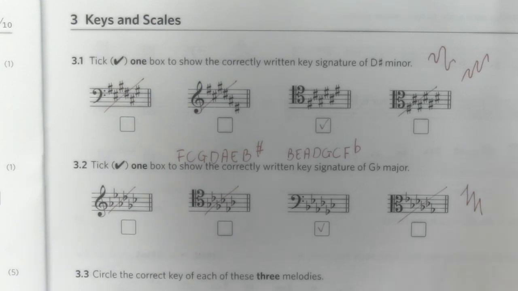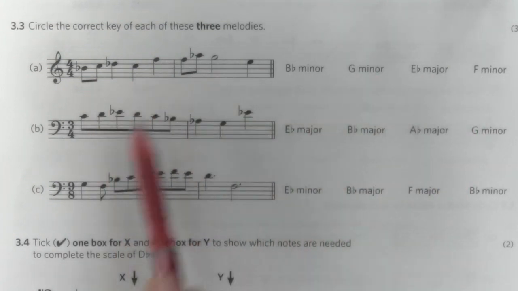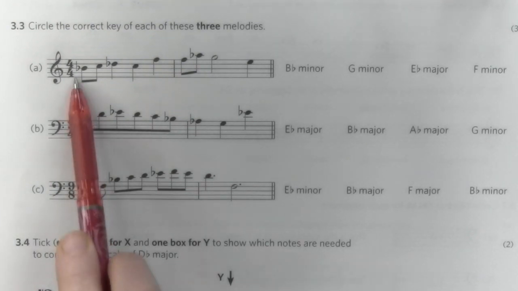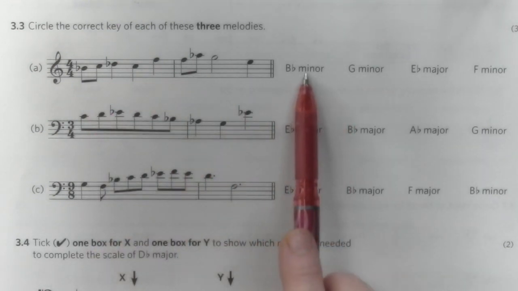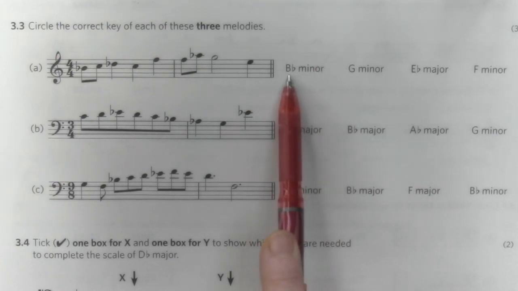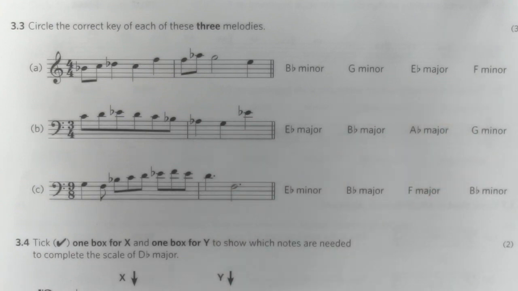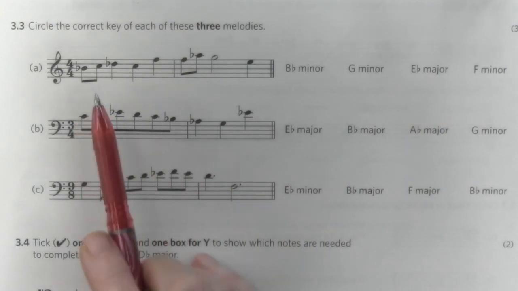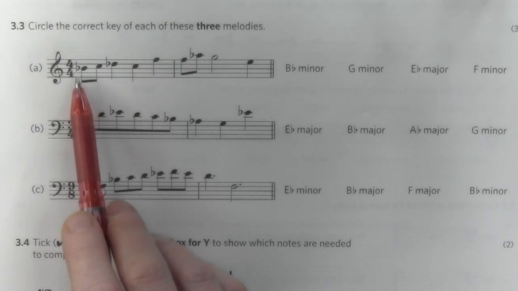Exercise number 3. In this question, we are asked to circle the right key of the given melodies in which we don't have any key signature. So we need to see what accidentals we have. We have 3 melodies with flats this time. So let's see. The first one has as options B flat minor, G minor, E flat major, and F minor. All of them have flats in their key signature. So let's identify the last flat, or the possible last flat of our melody.